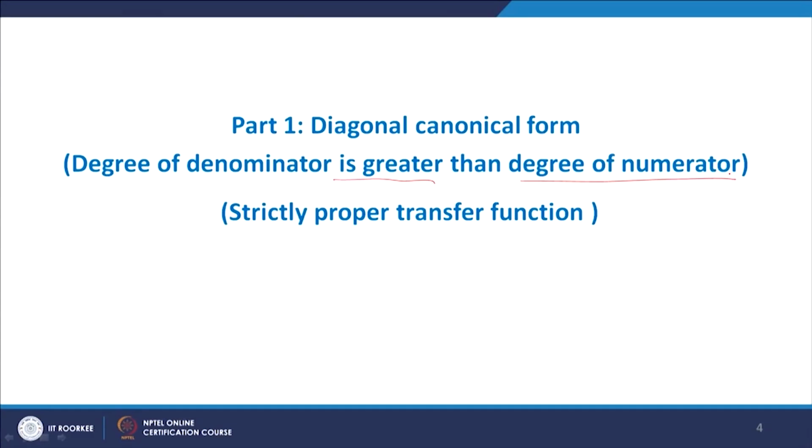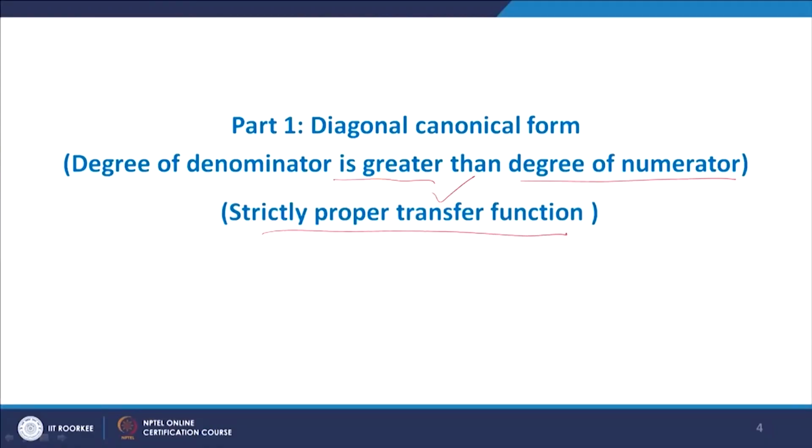Now, here there are two parts. In part 1 we will see diagonal canonical form where the degree of the denominator is greater than the degree of the numerator, and we call this type of transfer function a strictly proper transfer function. Right now we will study the case where the degree of the denominator is greater than the degree of the numerator, that is, the strictly proper transfer function. Now we start discussing this issue.